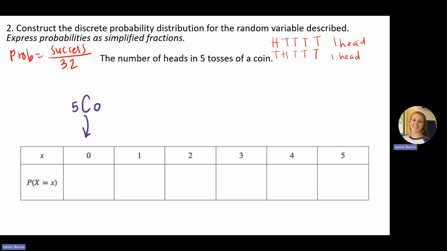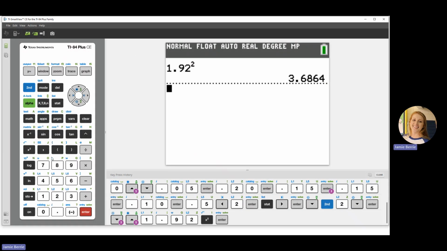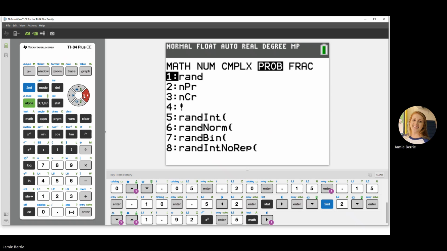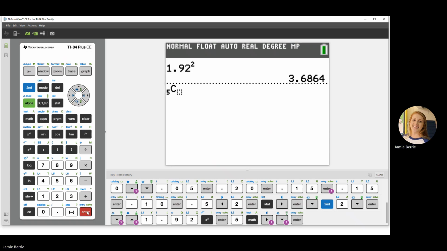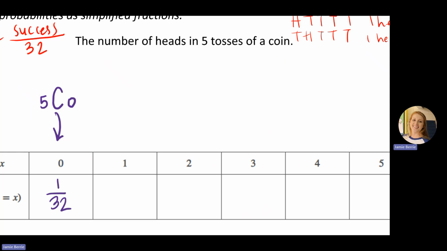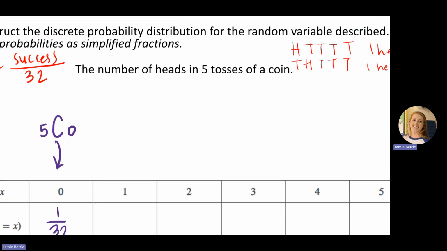5 choose 0. Let me pull up our calculator. 5 choose 0. So 5, go to the math button, over to probability, and then there's option number 3. 5 choose 0. There's only one way to get no heads. So success is going to be 1, so that's 1 over 32. Well, sorry, I don't know why that zoomed in. There we go.